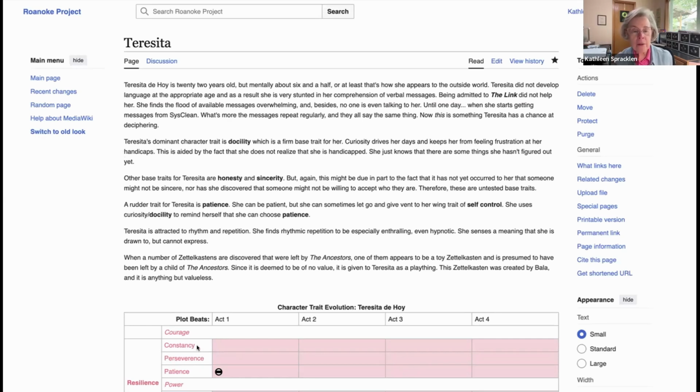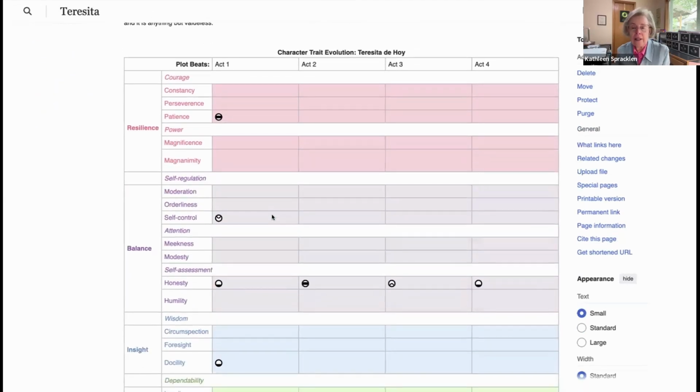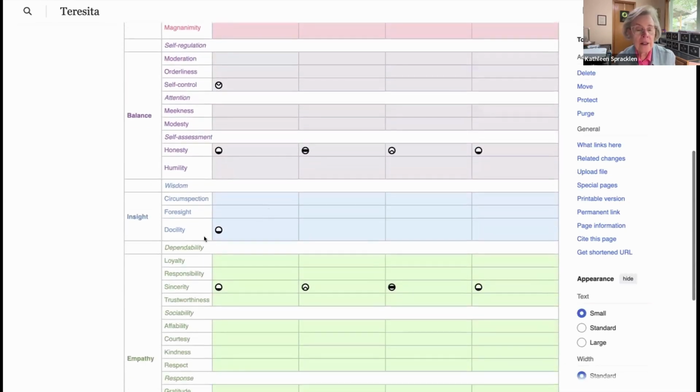So then I fleshed out some of her character traits. She's relentlessly curious, and well, curiosity is the term that we use colloquially in the nomenclature of the character traits. That's docility, a readiness to learn. And so that's her base trait. And so here in the magnificent tool that Julianne has provided, here's docility as a base trait. And that's a totally firm base trait for Teresita. She's going to carry through. I could carry that straight through with her. She's always going to be curious.